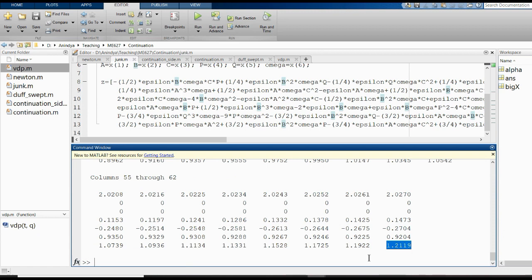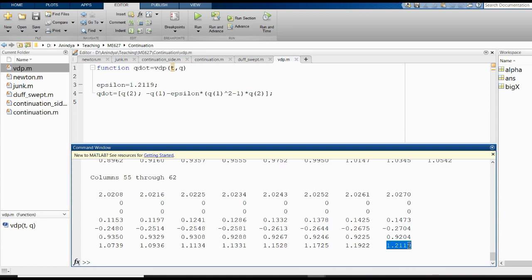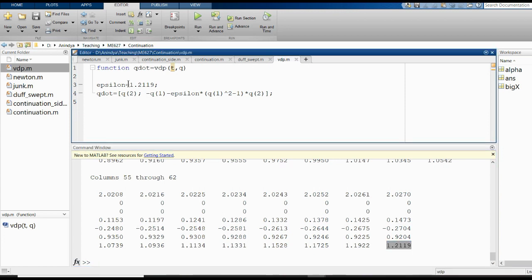That's a fairly large number. Okay. Let us now go to this one, which is the van der Pol equation. I had run this calculation before. That is why I have put epsilon equals 1.2119. And this is just the van der Pol equation. You can look at the code and verify that it is correct.